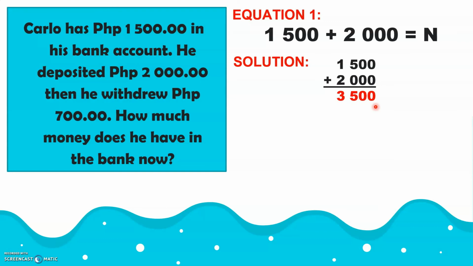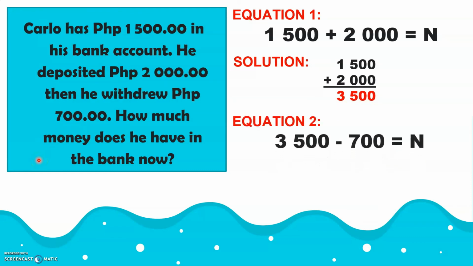Then, let's have our equation number 2, or second equation. So, our second equation will be based on our answer and the remaining given data. So, we have 3,500 minus 700 is equal to n. And after that, we will solve the equation that we have. So, 3,500 minus or take away 700. So, we'll start it from ones place value and so on.